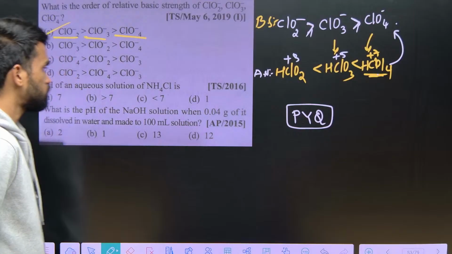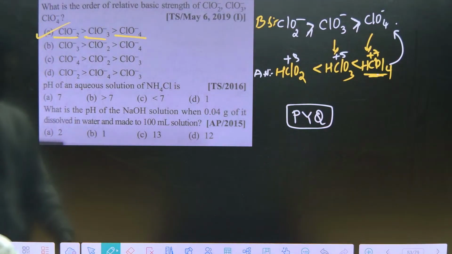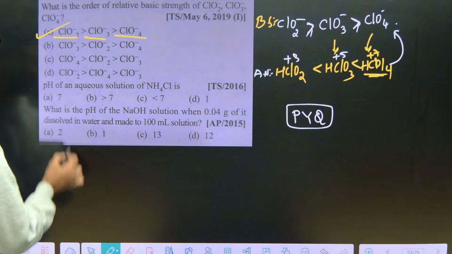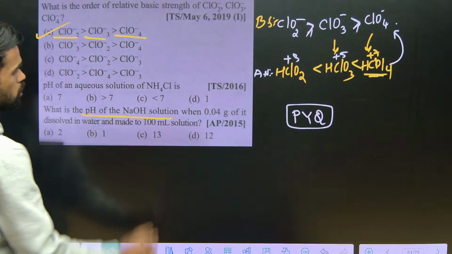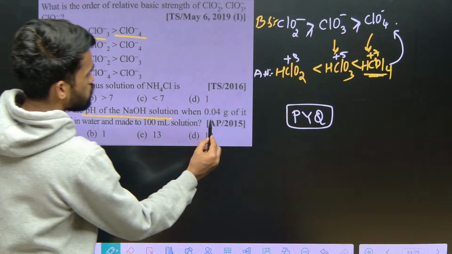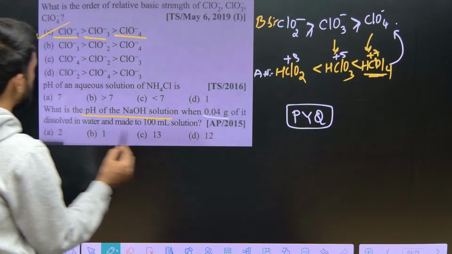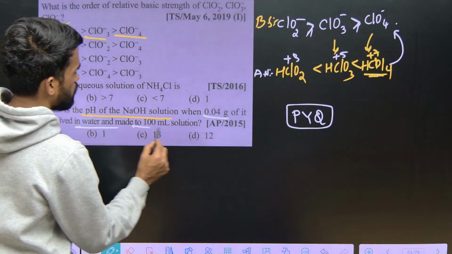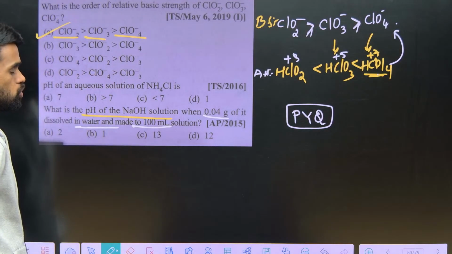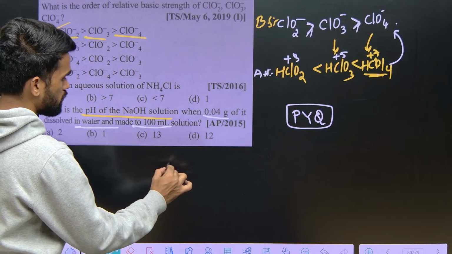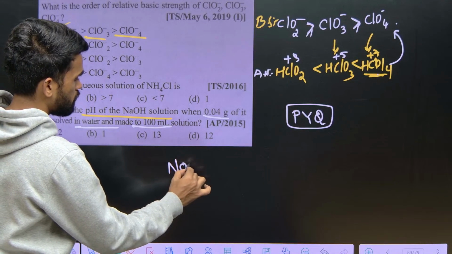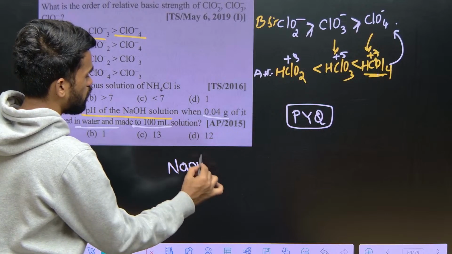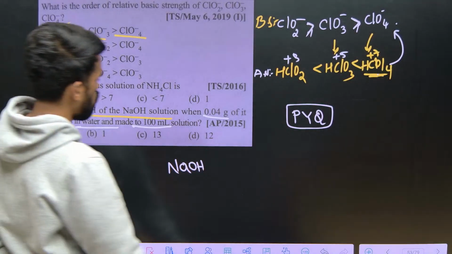Right. Look at this question. What is the pH of NaOH solution when 0.01 gram of it is dissolved in water and made up to 100 ml of solution? Just find the concentration of NaOH first. It means you find the molarity of NaOH. So how much will it be?